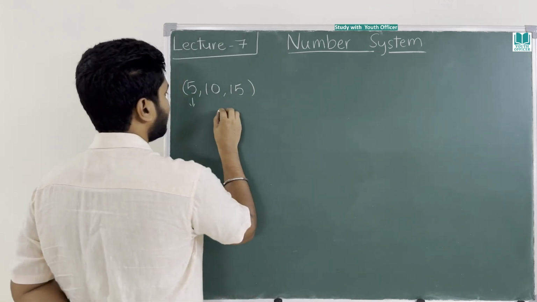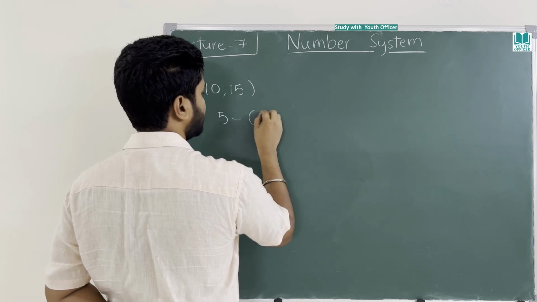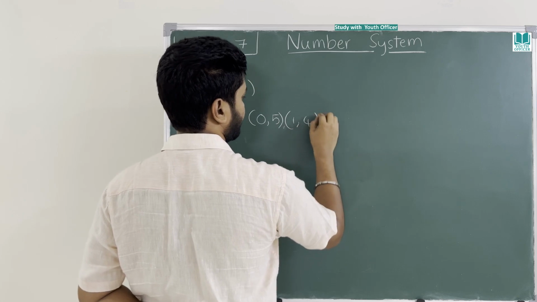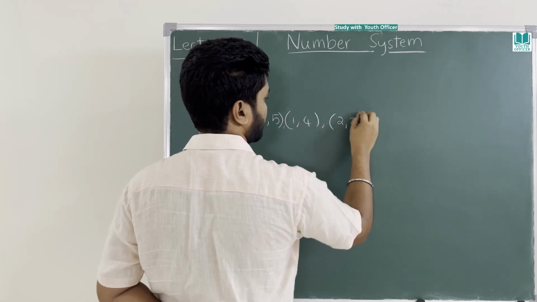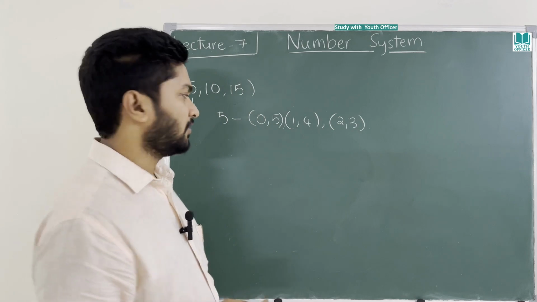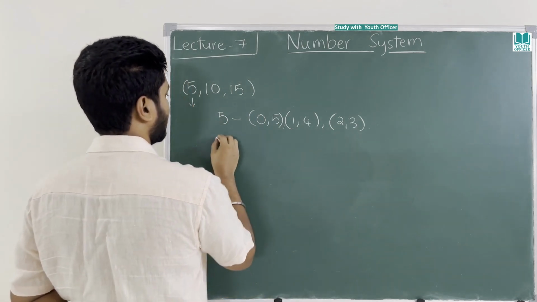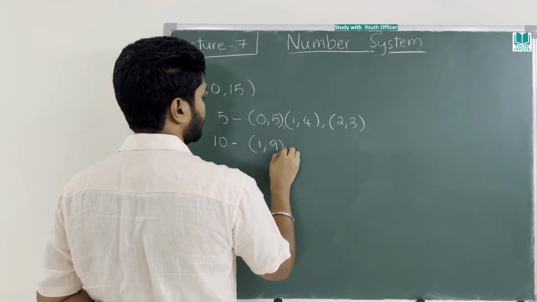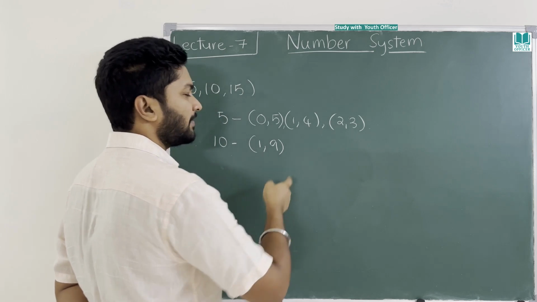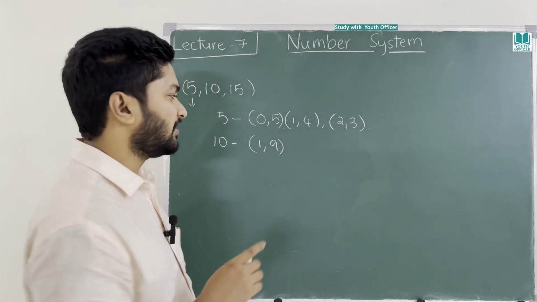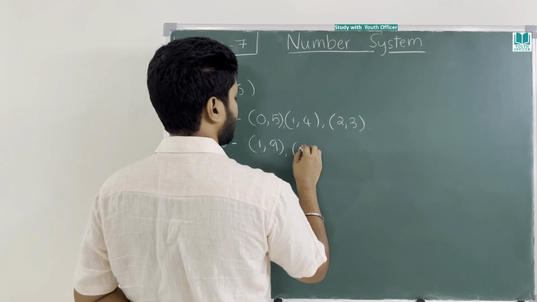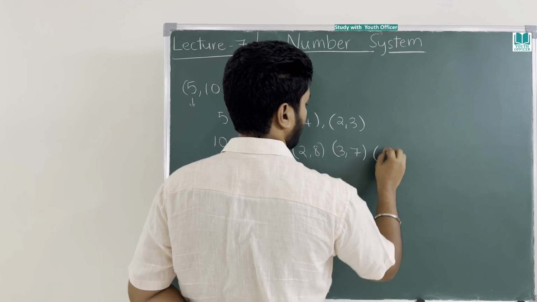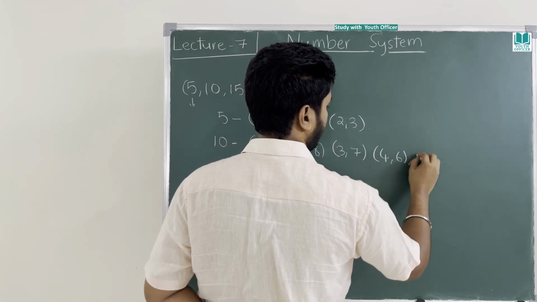What are the combinations that give you 5? First you take 0, 5, right? Then 1, 4, 2, 3. These are very important for you, which will give you 5. And then 10. To give 10: 1, 9, because you don't take 0, 10, as 10 will become a 2-digit number. I ask you to take only the 1-digit numbers. 1, 9, 2, 8, 3, 7, 4, 6, 5, 5.